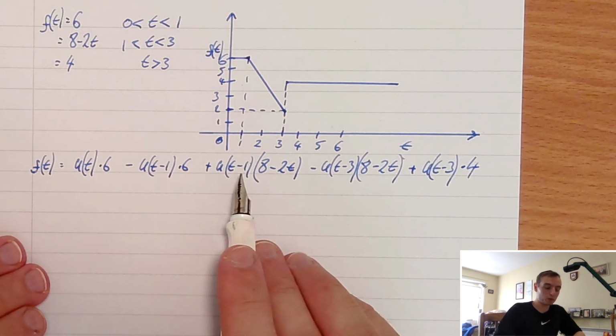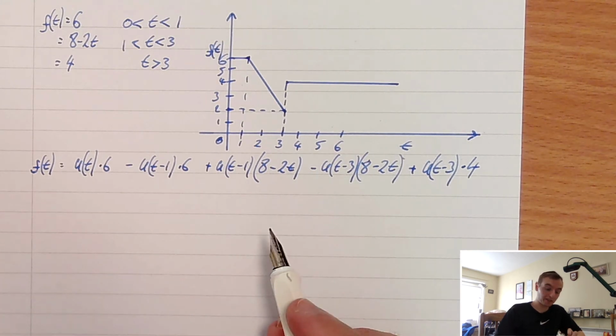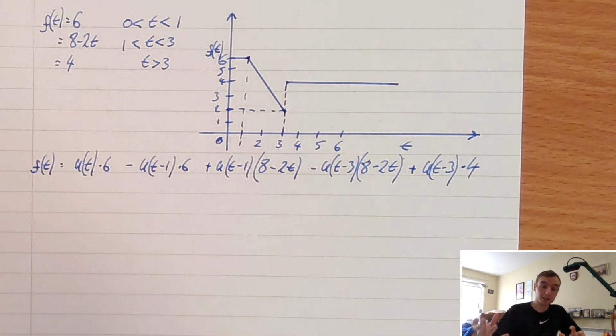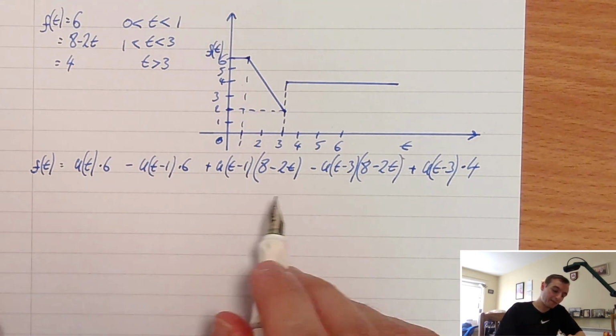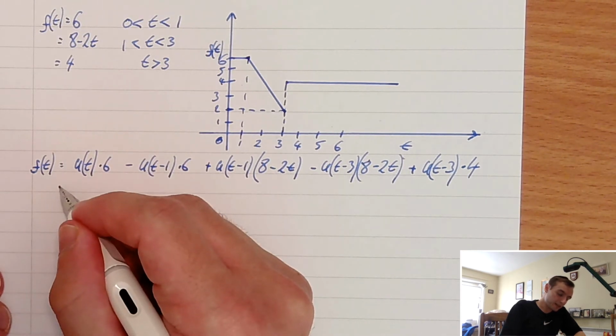So we need to get this in the form of u(t minus c) times f(t minus c), so that we can use the second shift theorem, which is the Laplace transform of u(t minus c) times f(t minus c) is e to the minus cs times F(s), providing that the transform of f(t) is F(s). And then we can use that in reverse to get the inverse. So let's just write this underneath.